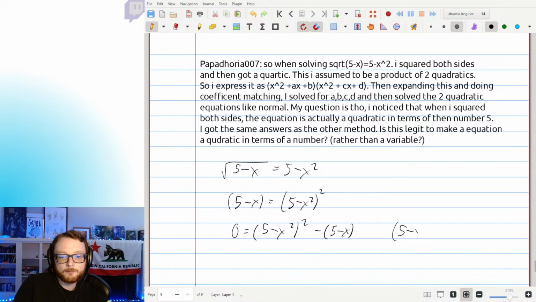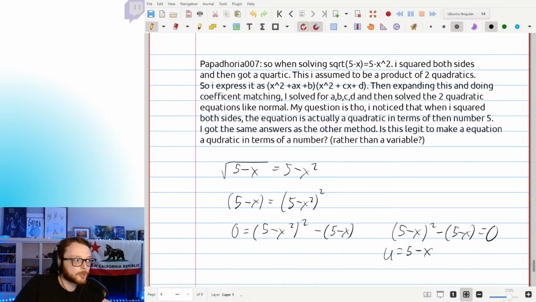If we had 5 minus x squared minus 5 minus x equals 0, this is just a quadratic, and you could do u equals 5 minus x and get a lot simpler of an equation. Solve that for u and then plug it back in. But the squared here messes that up, if that's what you're saying.